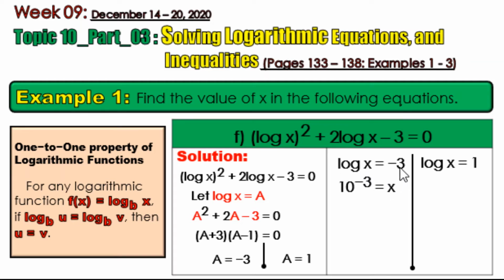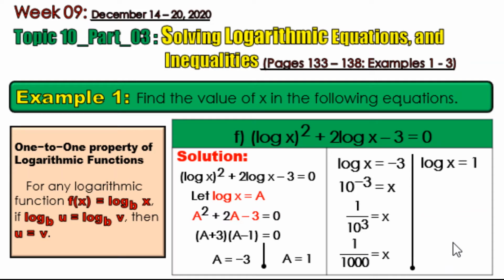Expressing this in exponential form, we know that the base of this logarithm is 10. So 10 raised to negative 3, where the exponent is negative 3 and the argument is the answer, is equal to x. Then x is equal to 1 over 10 cubed. Applying the laws of exponents and expanding, 10 cubed is equal to 1000. So the first value of x is 1 over 1000.